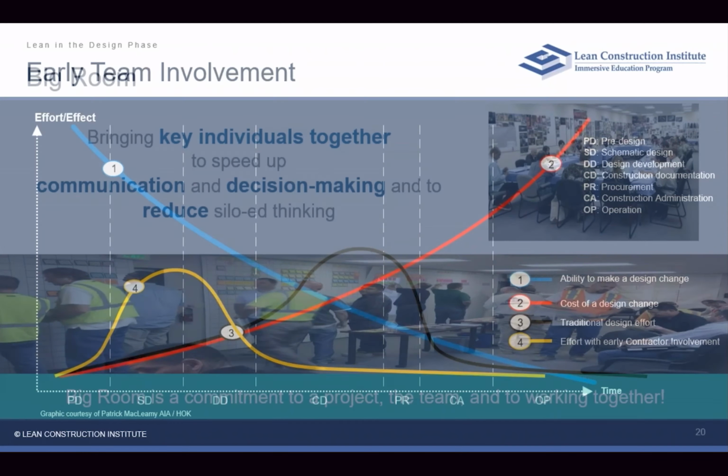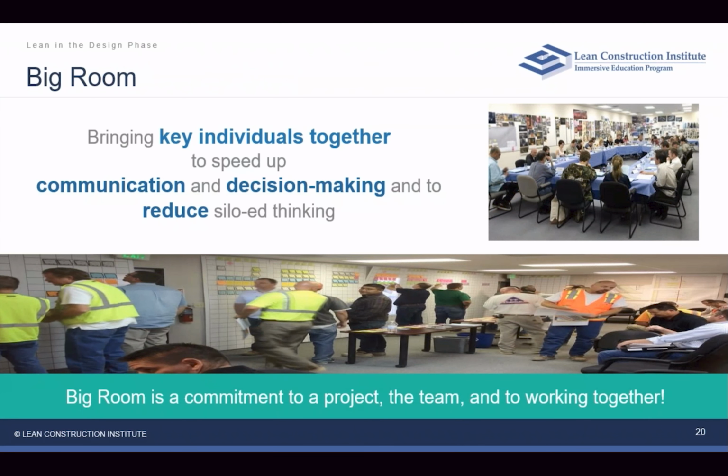So moving on to Big Room as an approach to help lean design teams. The Big Room is an opportunity where we can bring key individuals together to speed up communication and really make decisions in an expedited way together with the right people in the room and reduce that siloed thinking.